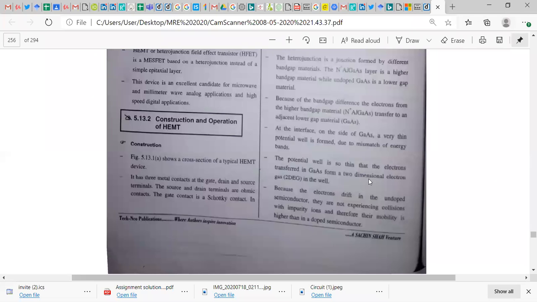Because the electrons drift in the undoped semiconductor, they do not experience collisions with impurity ions, and therefore their mobility is higher than in a doped semiconductor.